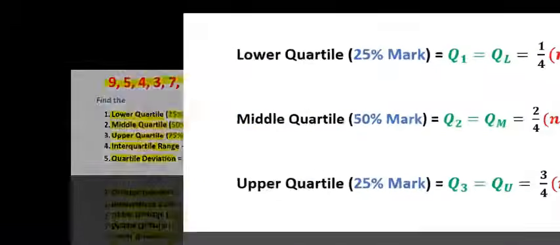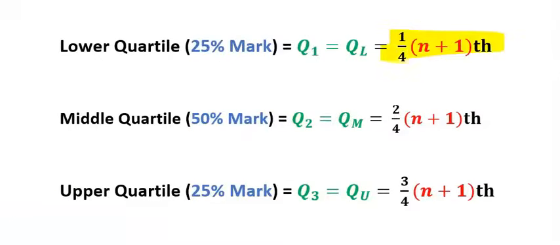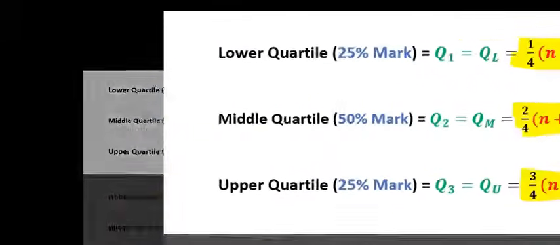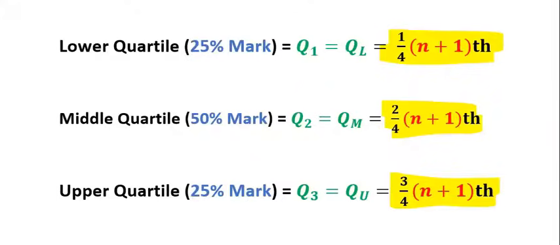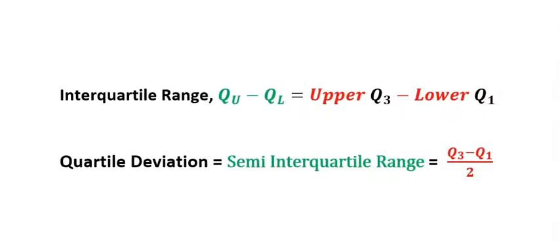To achieve this, we will need this formula for the lower quartile position, and we're going to need this formula for the middle quartile position. Also, for the upper quartile, this is very important to help us point to the location. Once we have achieved the lower quartile, middle quartile, and upper quartile, then it will be easy to calculate the interquartile range and the quartile deviation, which we are going to see shortly.